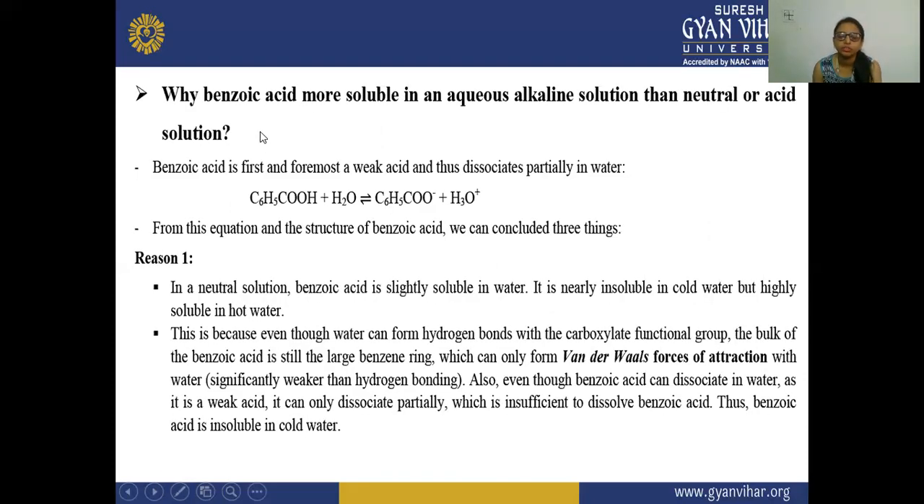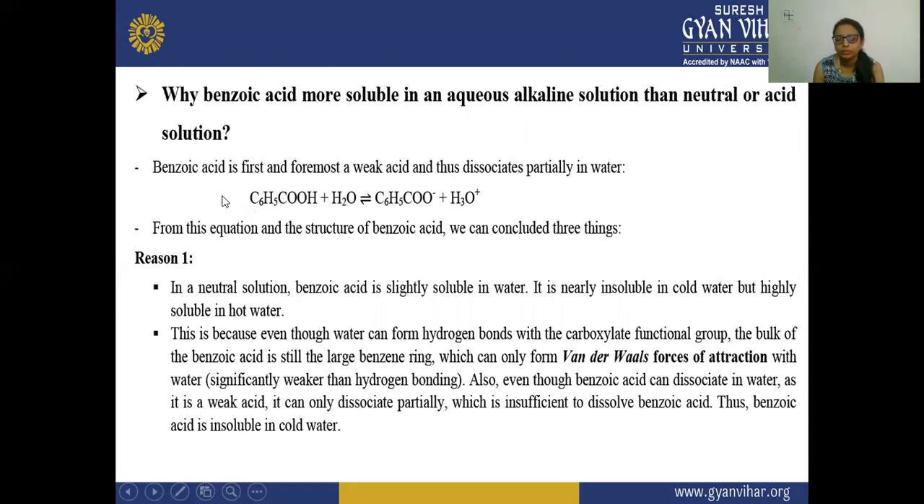Now the question arises: why is benzoic acid more soluble in an aqueous alkaline solution than in a neutral or acidic solution? The answer to this question is that benzoic acid is first and foremost a weak acid and thus dissociates partially in water. So this benzoic acid is a weak acid and it dissociates partially in water.